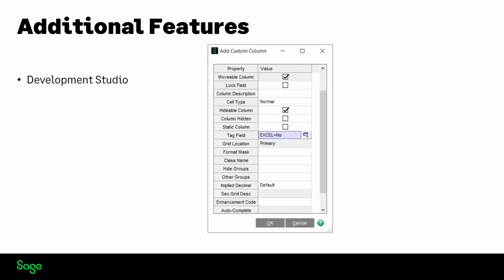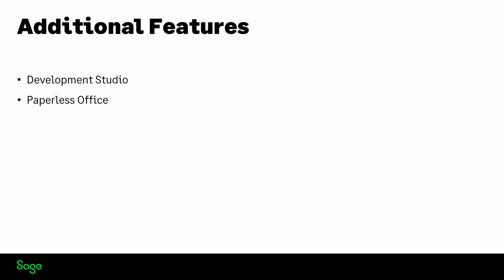Here are some additional features. In the Development Studio, you can now exclude a column from Export to Excel. The Paperless Office PDF Converter has been updated to version 6.5.1.7. And Crystal Reports has been updated to version 2020.